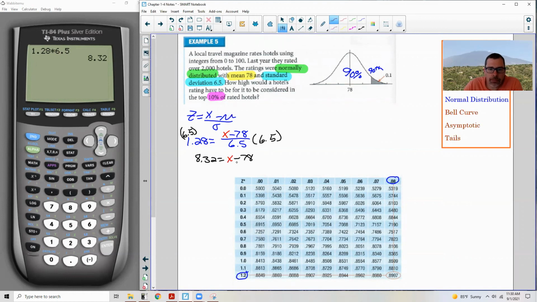minus 78. Add 78 to both sides. These cancel. We will get X equals 86.32. So a score of 87 will allow the hotels to advertise in the top 10 percentile. So they would want a score of 87 or greater. Okay, so let me write that properly. We would want X to be greater than 87, okay, for them to be in the top 10th percentile.